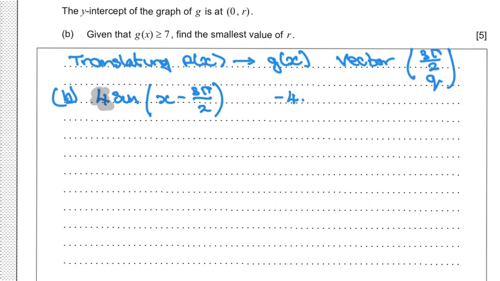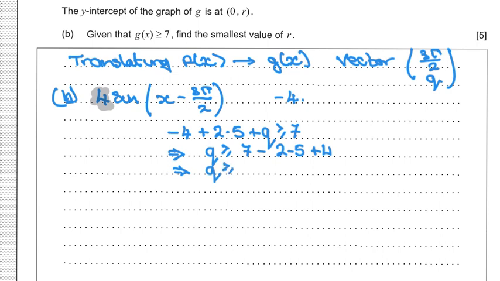So now I know from all the other parts of the equation that minus 4 plus the 2.5 we add plus q must be greater than or equal to 7. Therefore, q is greater than or equal to 7 minus 2.5 plus 4. Therefore, q must be greater than or equal to 8.5.